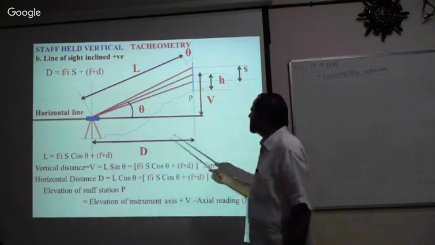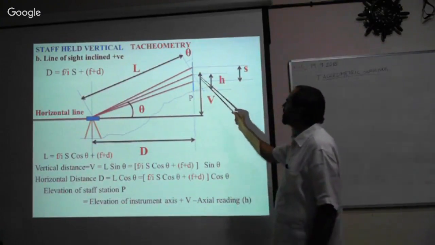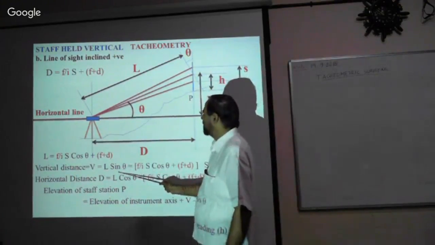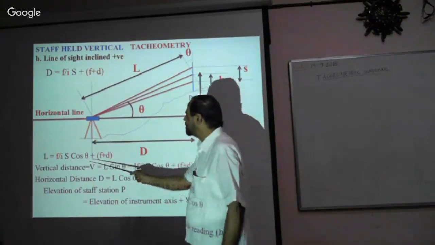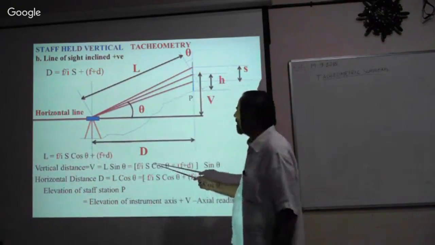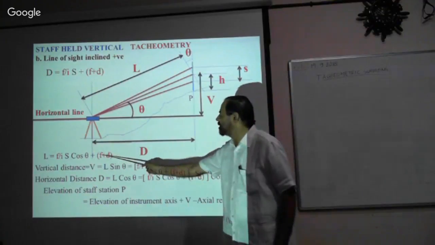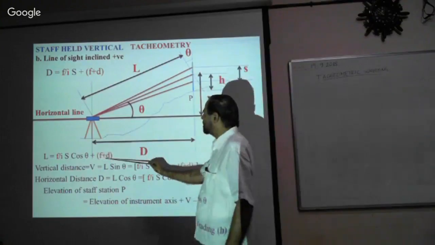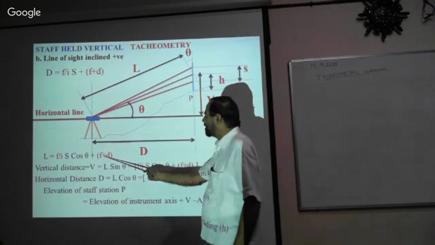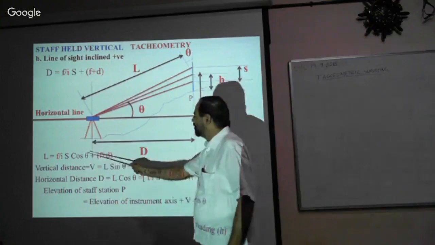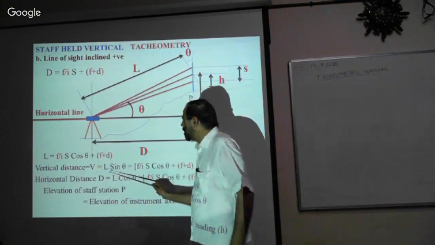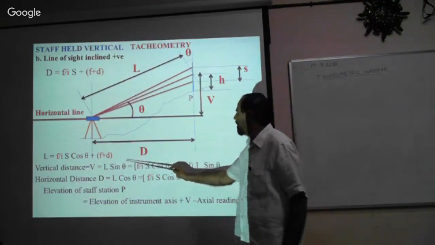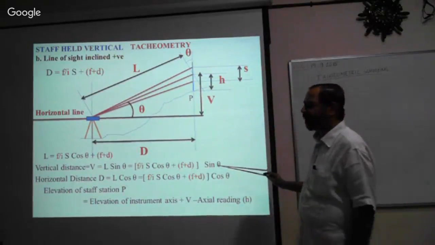V is the vertical distance above the instrument axis to the central hair reading, V is equal to L sin theta. What is L? L is this. Now substitute for L, the L we calculated from the basic equation. Substitute this L here. Therefore, now this is L and the sin theta is outside. Now that is our problem.